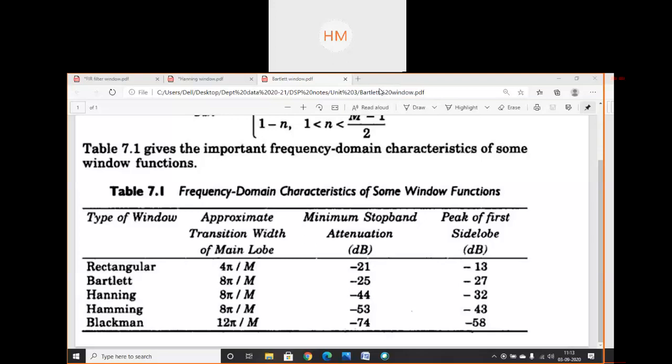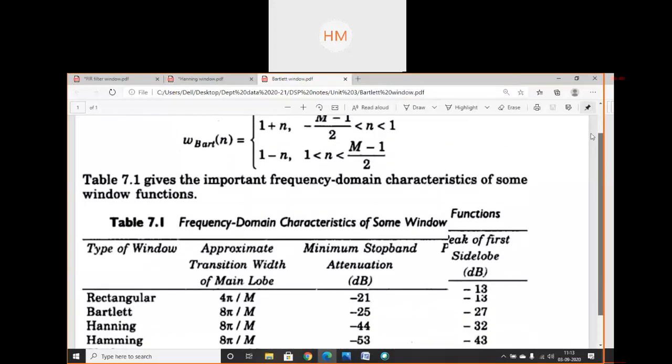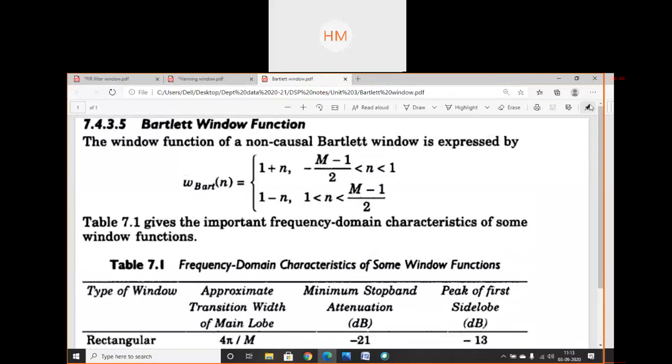Is it clear? This window functions. If you want to ask anything about this window function, any doubts if you are having? See, nothing is there, just we have to remember every equation, then we have to simplify the FIR numerical on this basis.